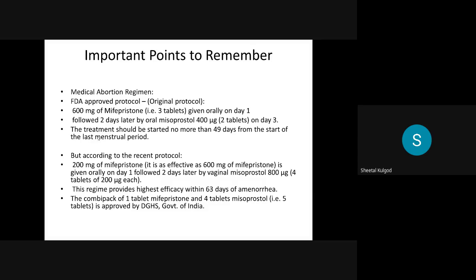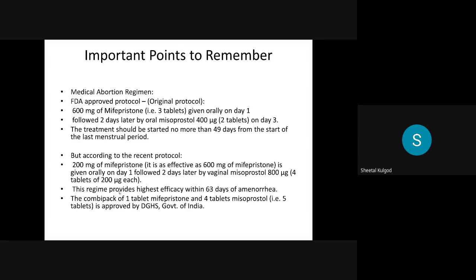Now, the important thing you should remember is this particular regimen can be given only up till 49 days from the start of the last menstrual period. Beyond 49 days of the LMP, it is not approved to be given. So this was the earlier FDA-approved protocol, where they would give 600 milligram mifepristone on day 1 and 400 micrograms of misoprostol on day 3.